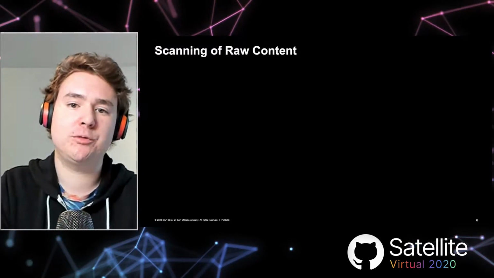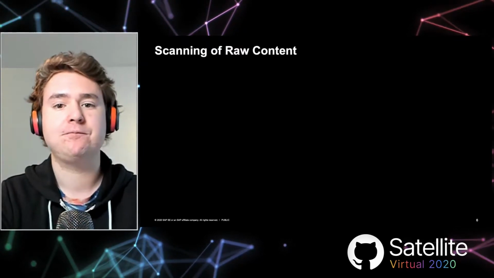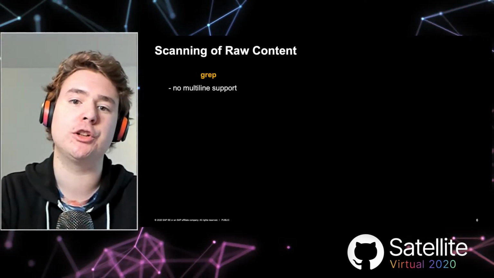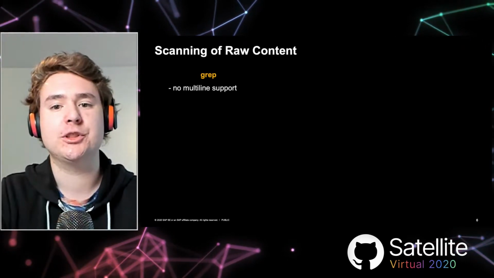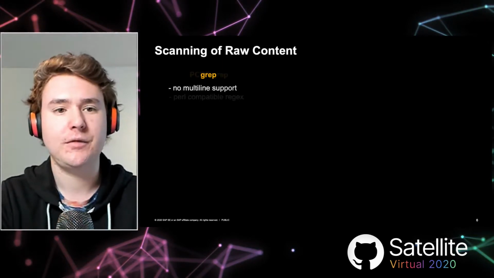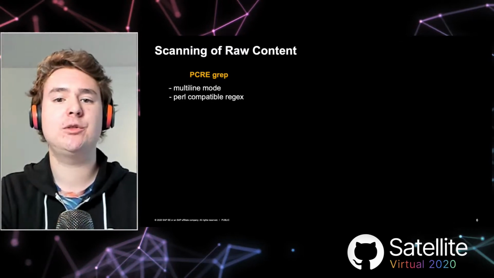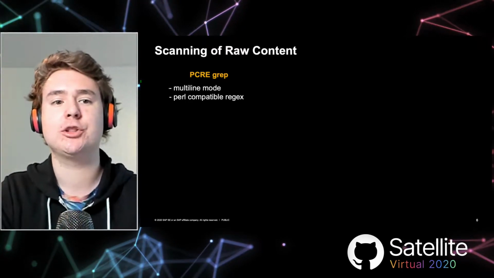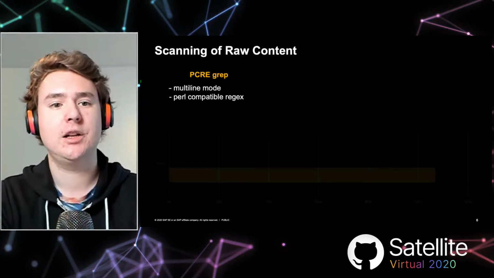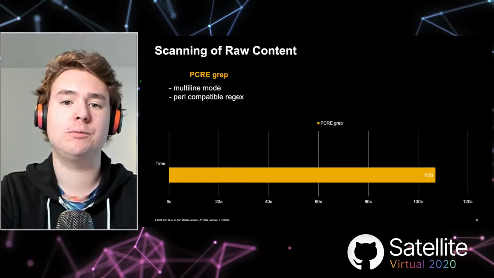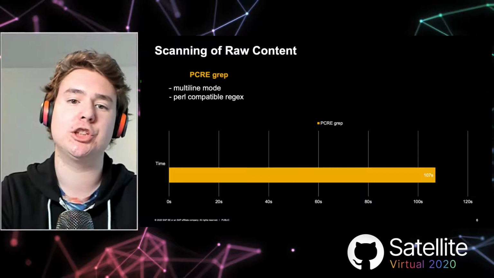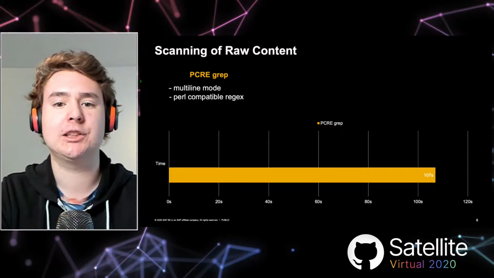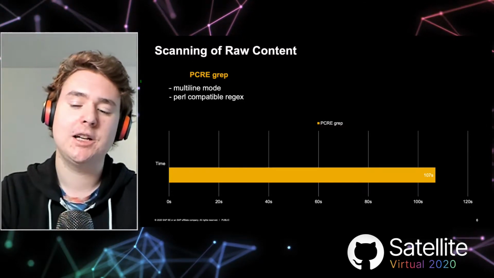To perform the actual pattern matching, we looked at various regex tools out there. And during some initial research, we quickly discovered that standard grep was just not going to be up to the task, primarily due to its lack of multi-line pattern support. So instead, we looked at PCRE grep as a mostly comparable alternative that does indeed support multi-line mode and also some more complex patterns. With that, we were able to scan all blobs from the 100 test repositories in just over 100 seconds.